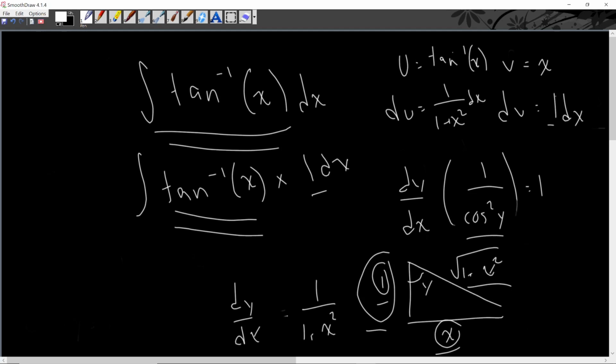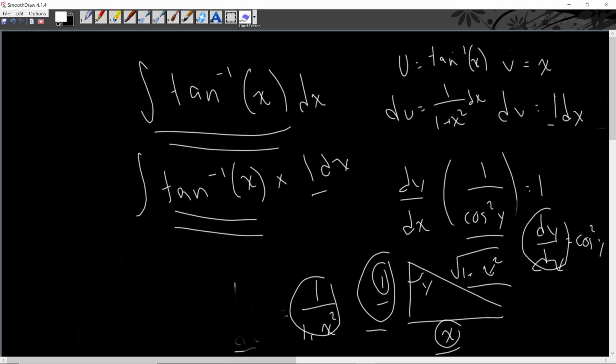We had dy dx is equal to cosine squared over here, right? 1 over 1 over cosine squared is just going to be cosine squared. So we have cosine squared y over here, and we had cosine squared y over here. So dy dx has to be 1 over 1 plus x squared when y equals arctan x.